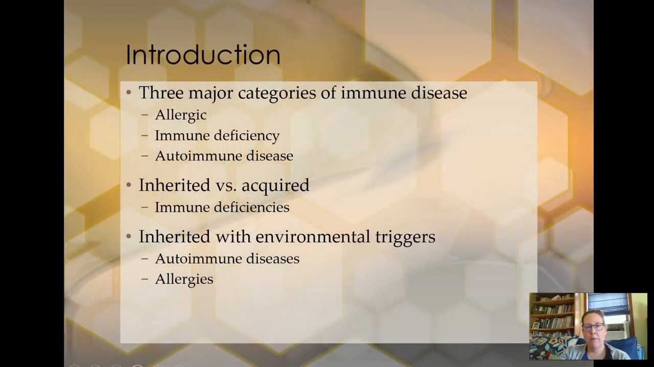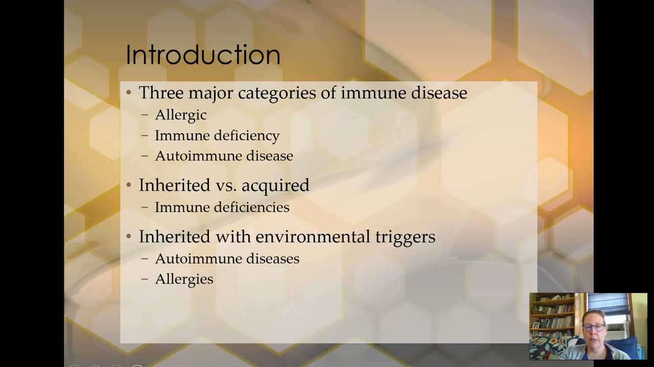Alright, so there are three major categories of immune disease. We're going to go over each one. It can be either allergic or immune deficiency, so like you're deficient in antibodies or certain white cells, or autoimmune diseases, which can be classified really as overreactions of the immune system.